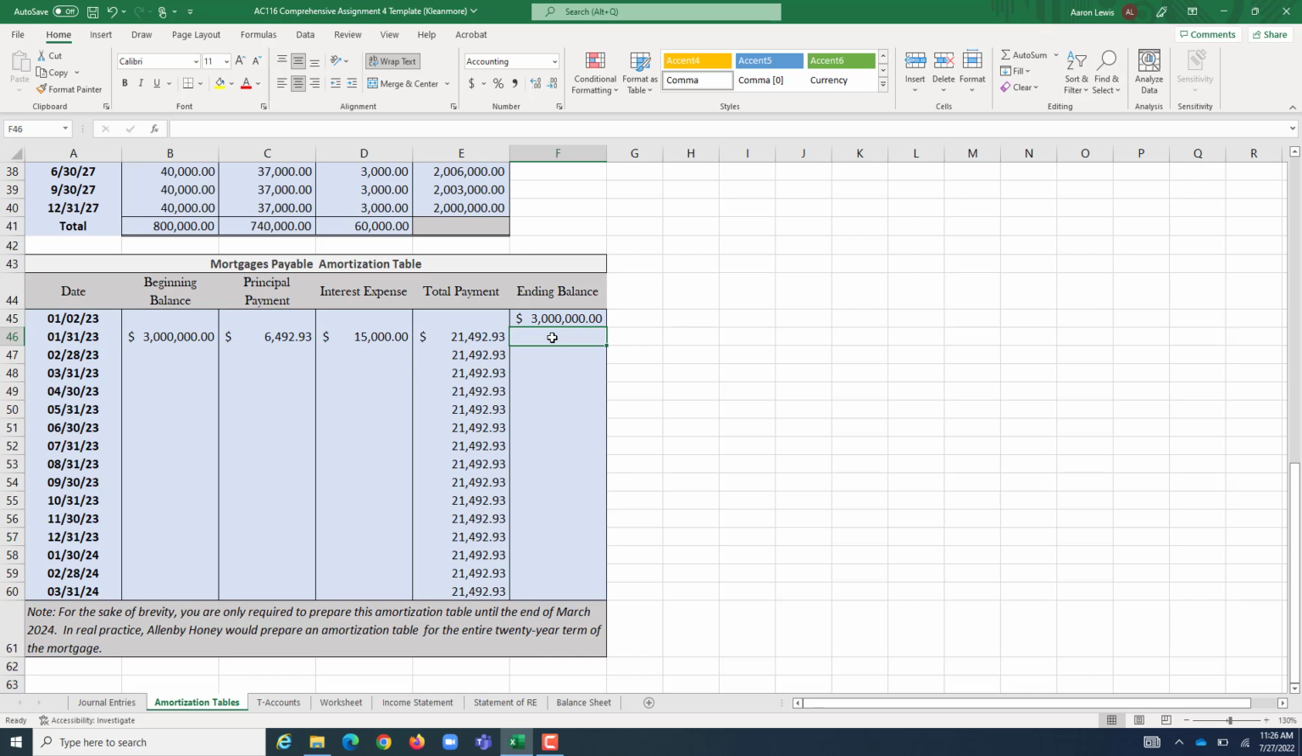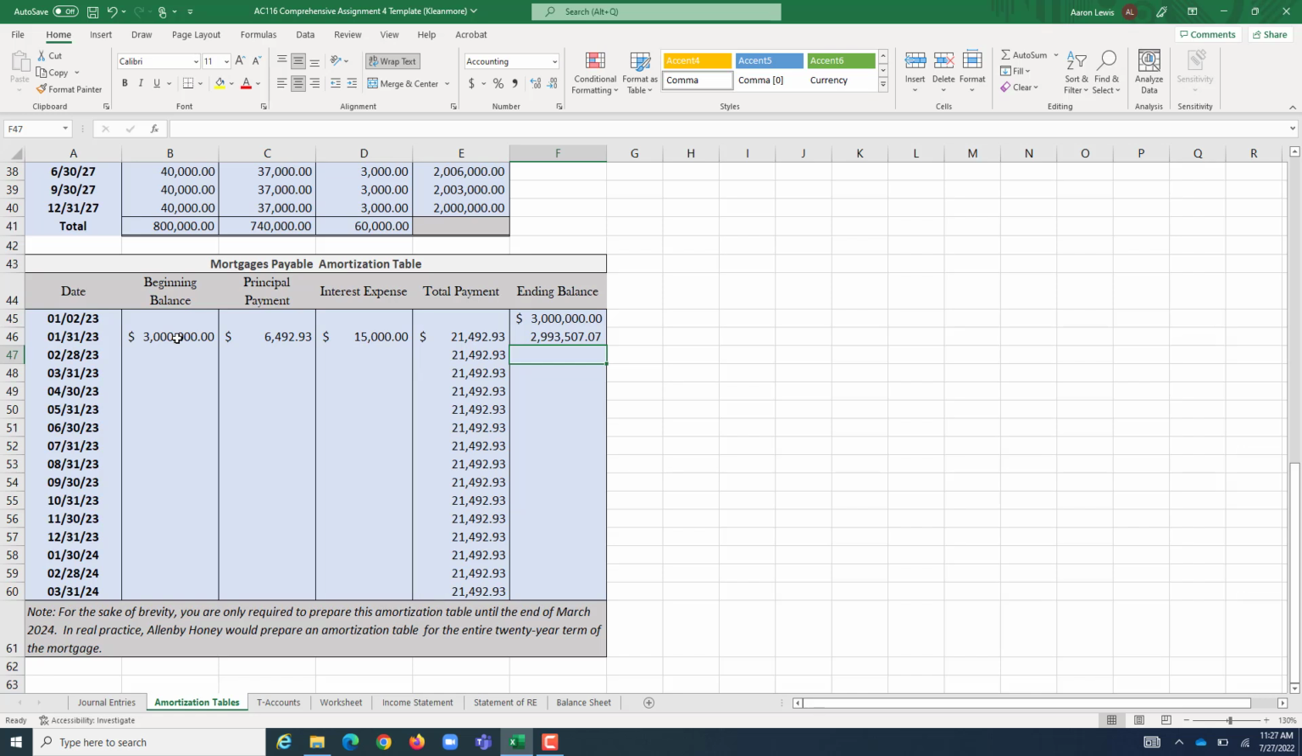So what is our ending balance? We owed $3 million at the time. We paid a total of over 21 grand, but only $6,492.93 of that went towards principal. So if we owed $3 million and we paid roughly $6,500 towards principal, well, now our debt is going to be $2,993,507.07. If we called up our bank at the end of January and said, we want to pay this off now, what do we owe you? That's the number that they're going to spit back at us.